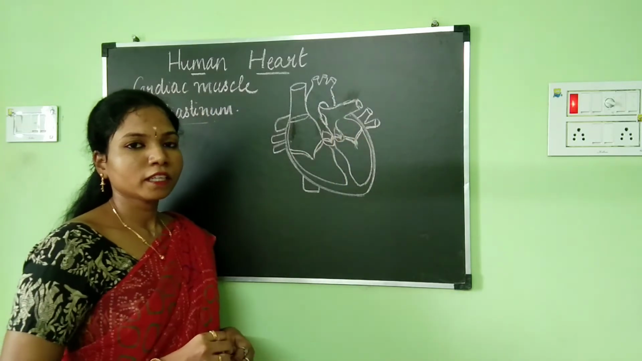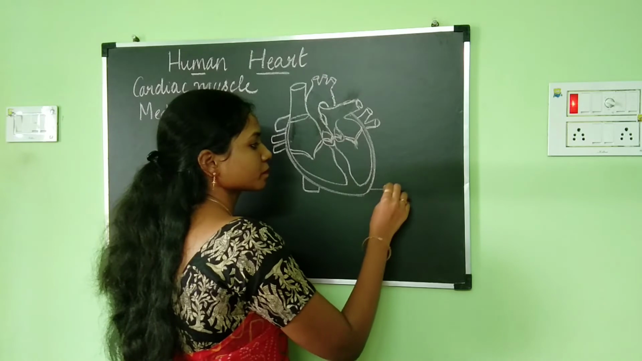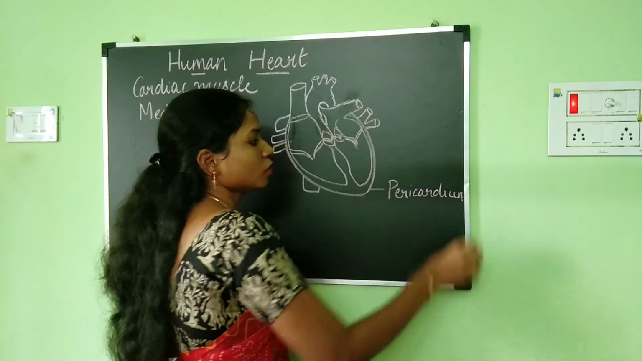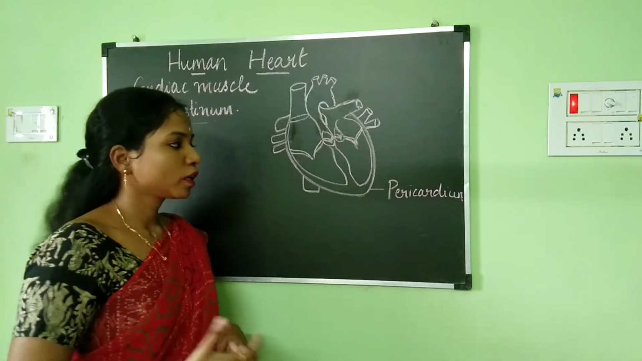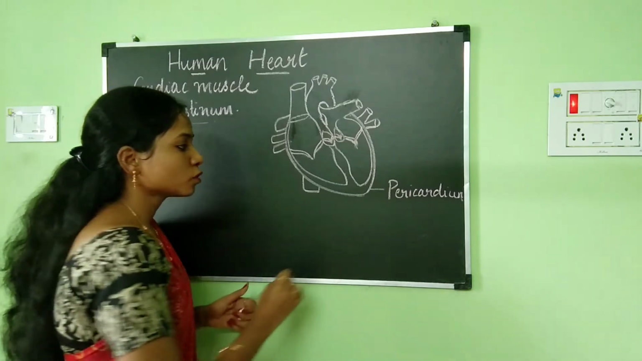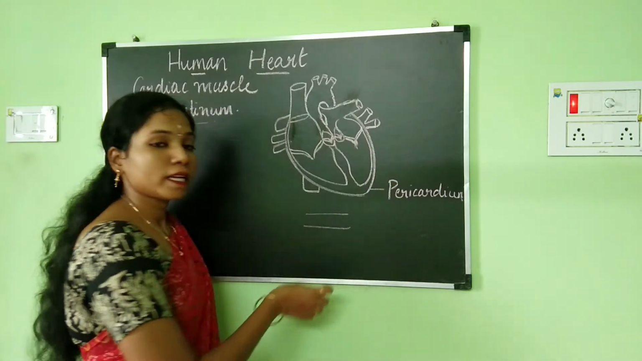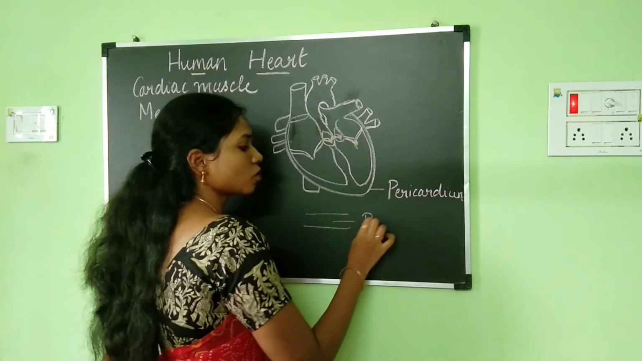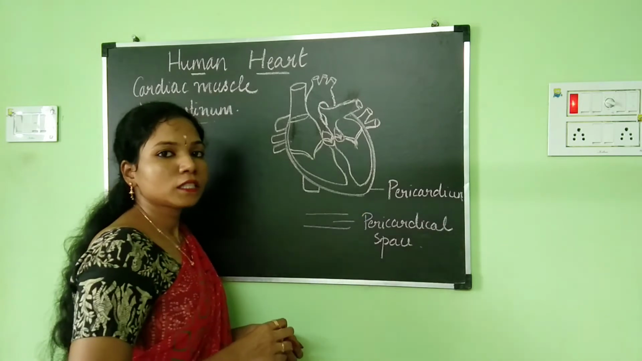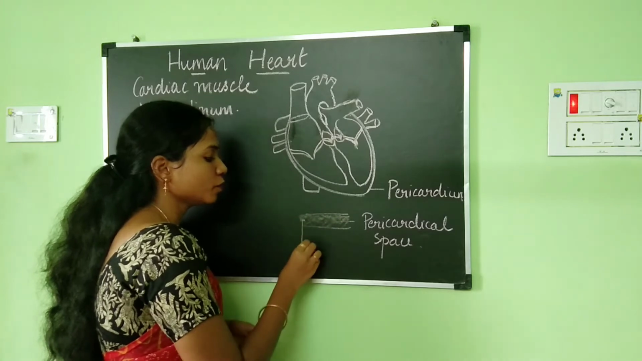So the human heart is enclosed inside a protective covering which is called the pericardium. The pericardium is actually a double membrane. Just imagine that this is the double membrane pericardium. In between the two membranes there is a space, and this space is called the pericardial space. This pericardial space is filled with a fluid which is called the pericardial fluid.